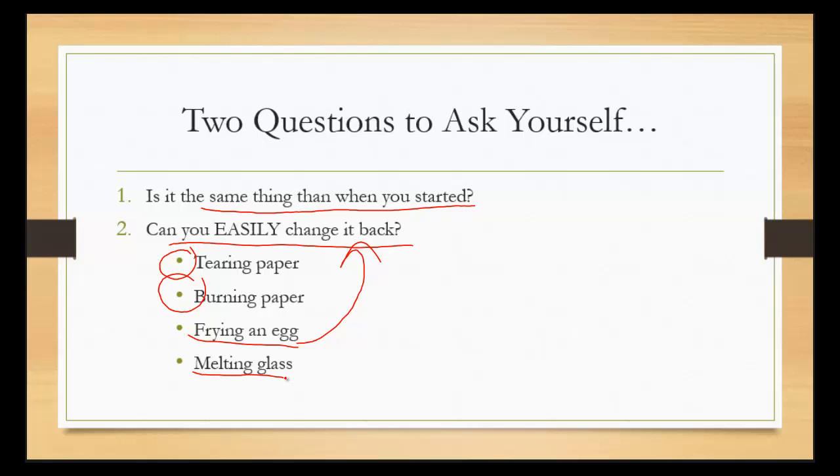So let's go through this again. Tearing paper is physical because it's still paper. Burning paper is chemical because it's now considered ash. You can't change it back to paper. Frying an egg, you cannot unfry an egg, so that's chemical. Melting glass is physical because you can easily change it back to a solid piece of glass.